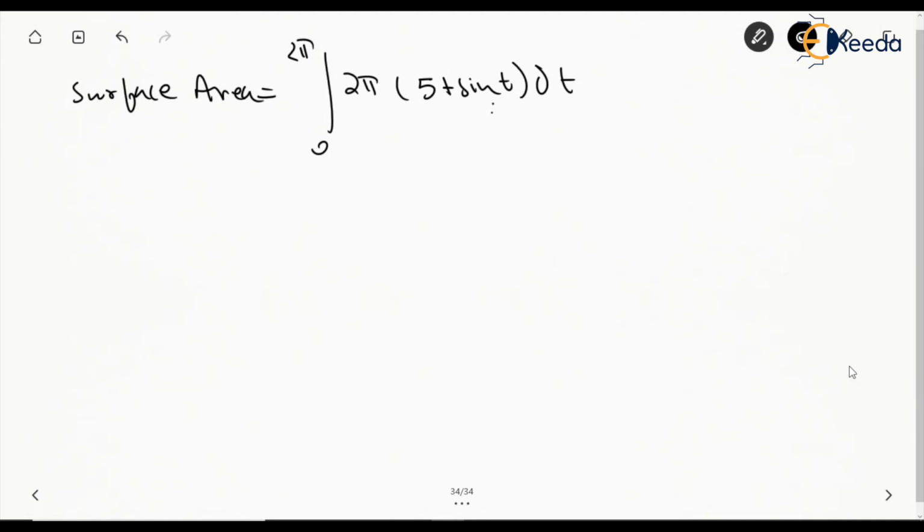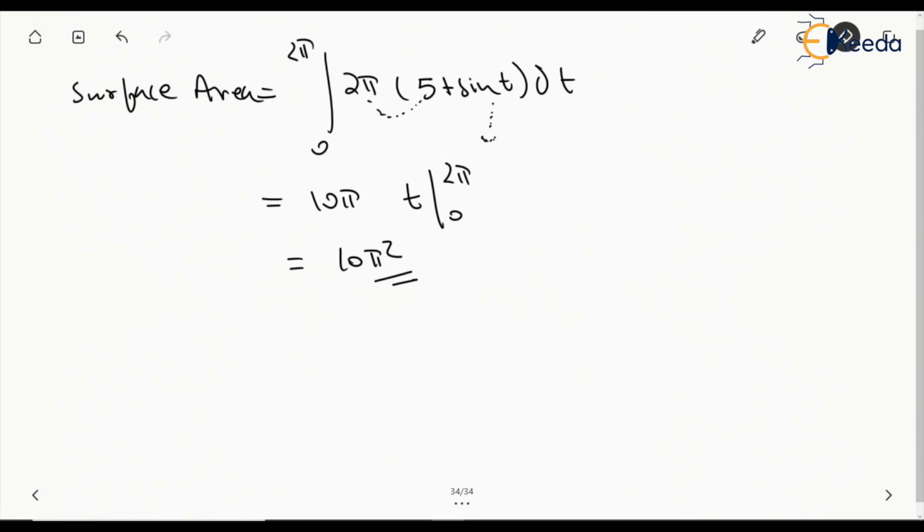Now clearly when you integrate this sin t term from 0 to 2 pi, you will get 0. So the only term left is 2 pi into 5. So this is 10 pi, and this integration of dt will be t from 0 to 2 pi, and this becomes 20 pi square. We are not integrating sin t here because the overall integration from 0 to 2 pi will be 0. That's it. So this is the area. This is 20 pi square. 10 pi into 2 pi will be 20 pi square.